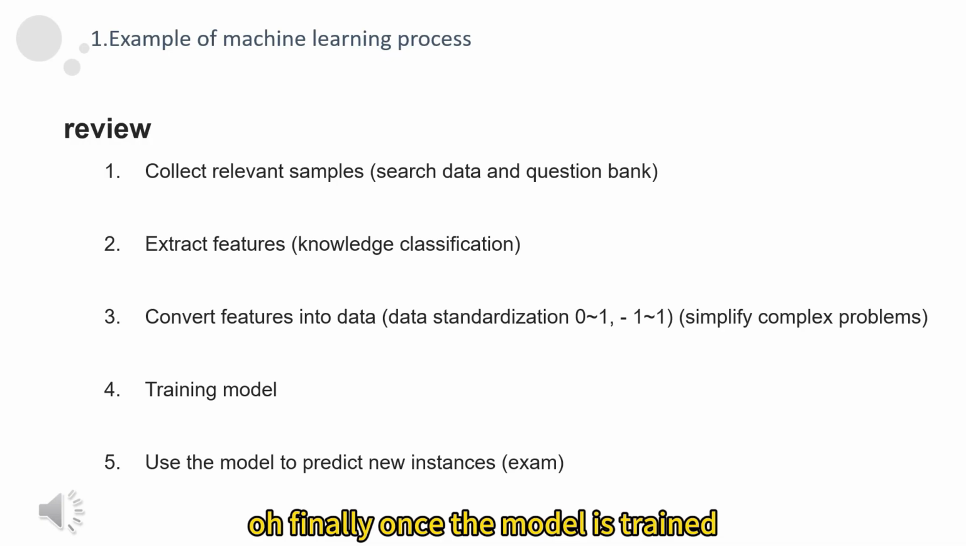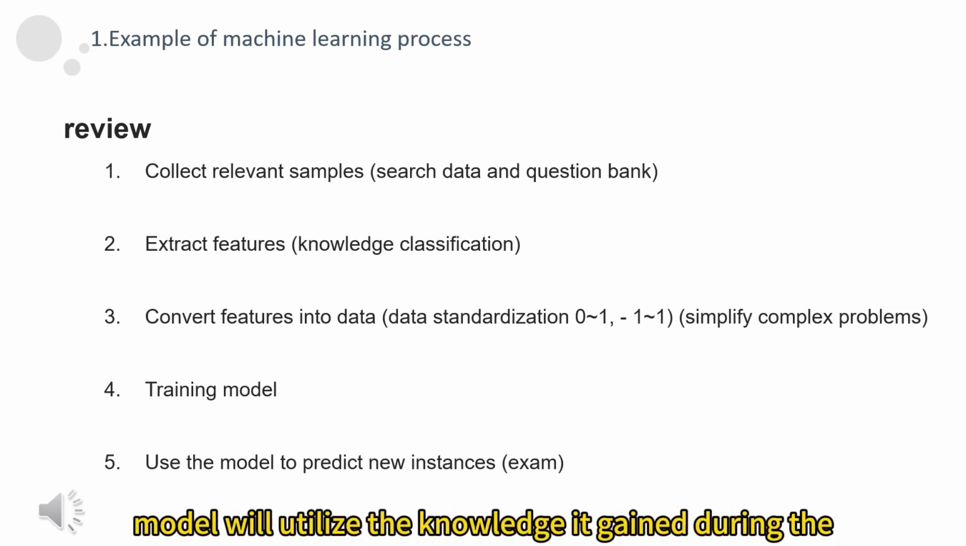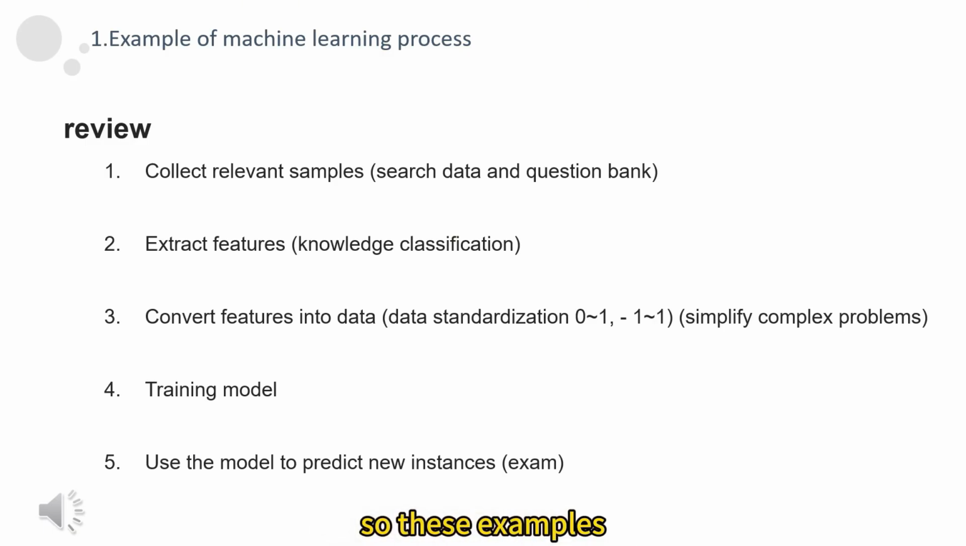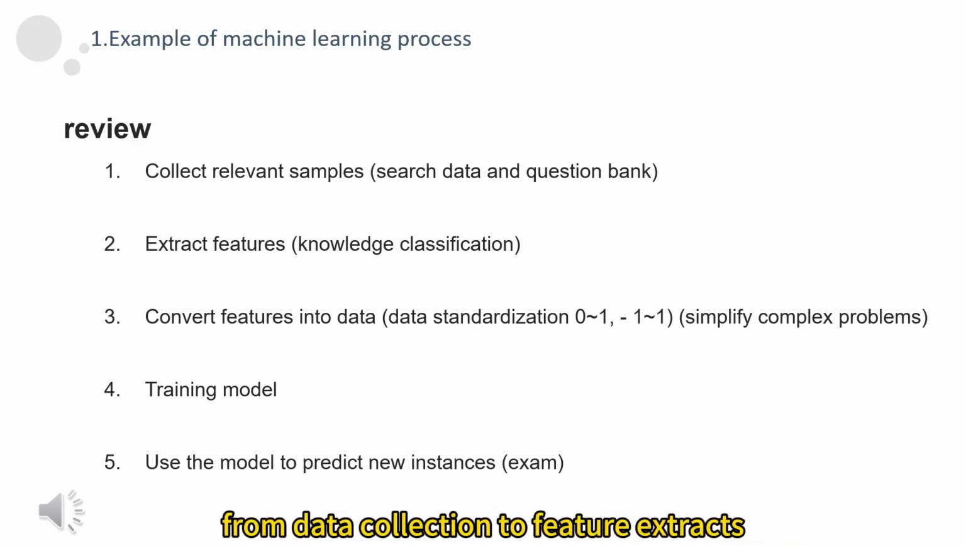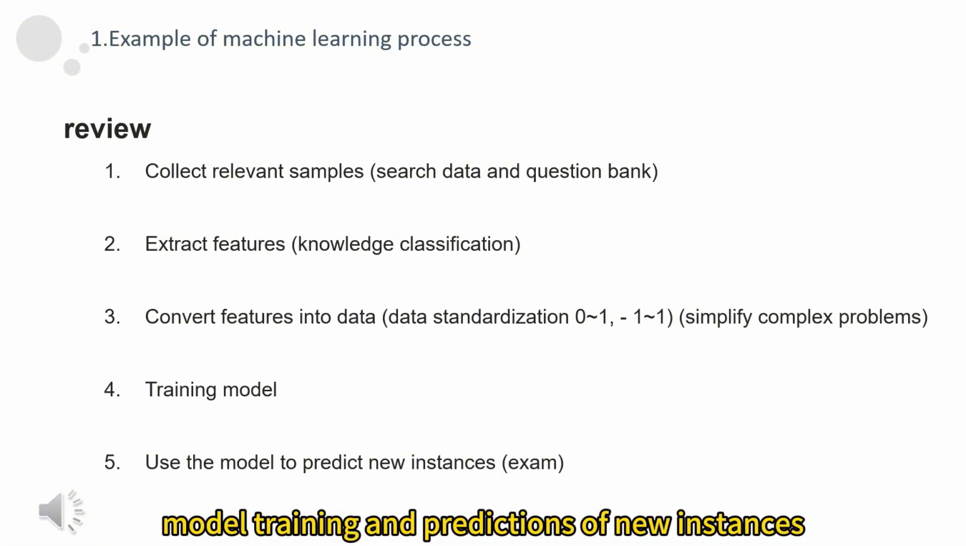Finally, once the model is trained, we can use it to predict new instances, such as in an exam scenario. The model will utilize the knowledge it gained during the training phase to make predictions on unseen data. So, this example demonstrates the step-by-step process of machine learning: from data collection to feature extraction, data conversion, model training, and prediction of new instances.